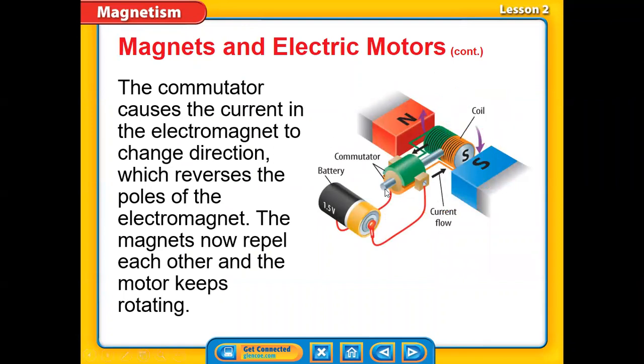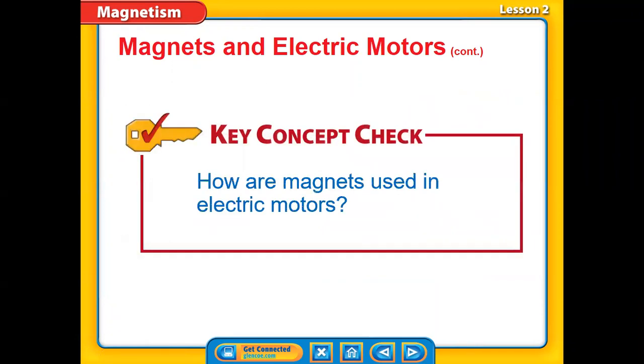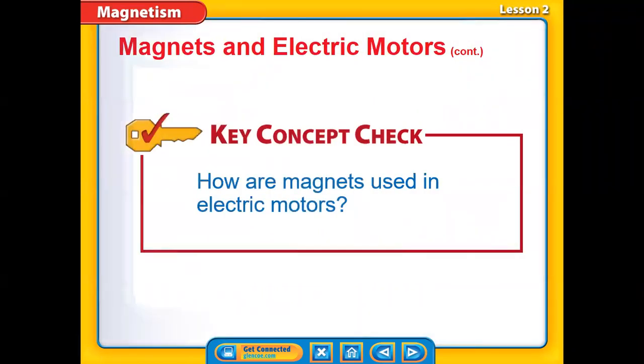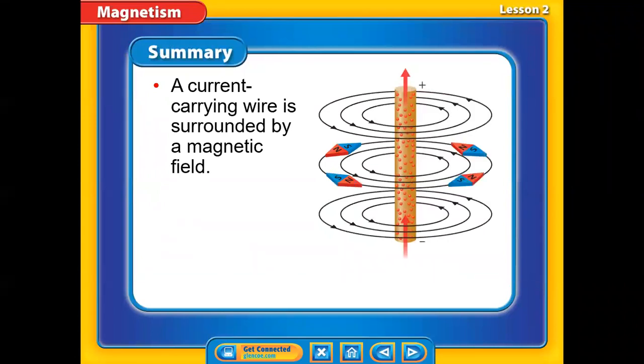As you can see here, guys, the commutator causes the current into the electromagnet to change direction, which reverses the poles of the electromagnet. So like this, the magnet keeps repelling from the permanent magnet and keeps rotating. So here, that's how the motor works. And like this, we could find that the electromagnet has a lot of applications or uses in our life.